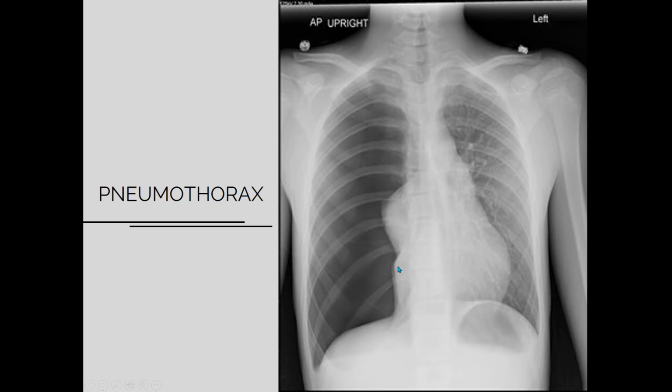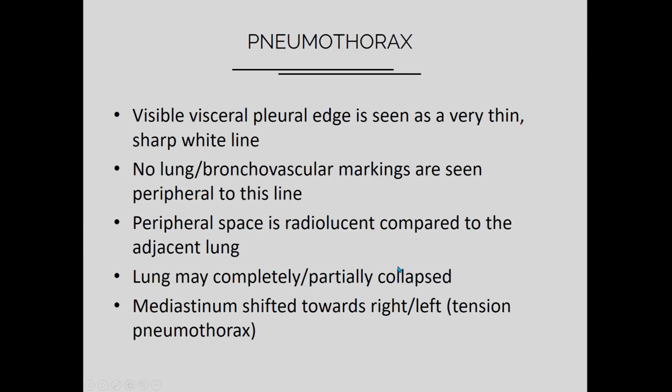Now notice how we have to write down if we come across pneumothorax. For example, I have written here that the visible visceral pleural edge is seen as a very thin sharp white line. No lung or bronchovascular markings are seen peripheral to this line.